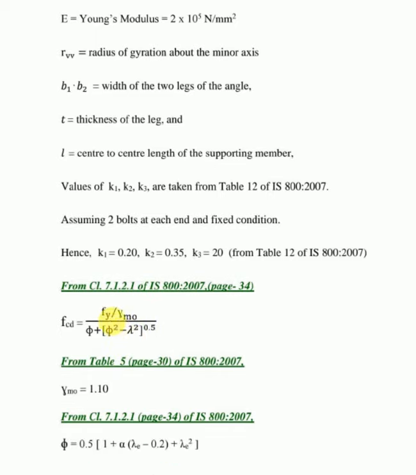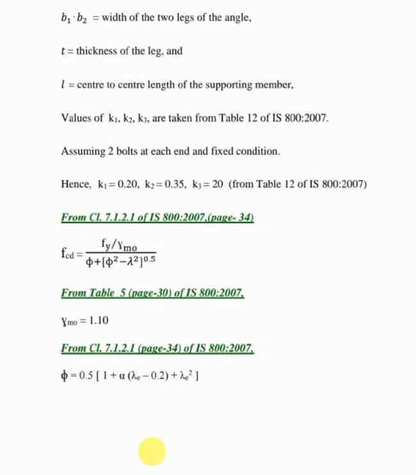Then next, this fy will be given to us. Then we need to know what is gamma m0. So this gamma m0 you will get from table 5 of the IS code, and just see the first condition, it will be 1.10. Next is phi. So the formula for phi is given in clause 7.1.2.1 of the IS code. So phi is equal to 0.5 (1 plus alpha (lambda e minus 0.2) plus lambda e square). Now next, we already have this lambda e with us. That is our slenderness ratio.